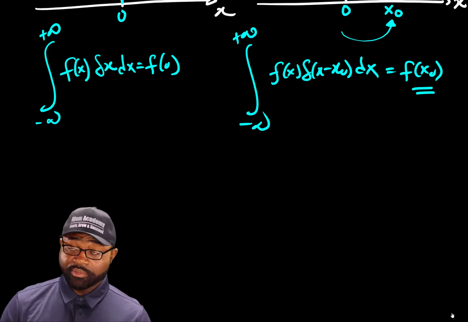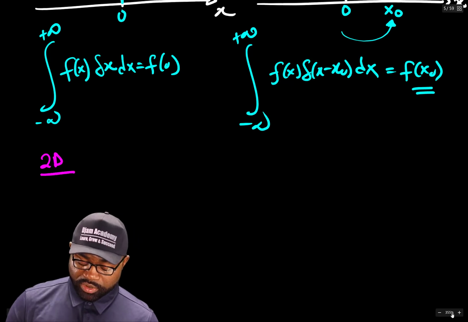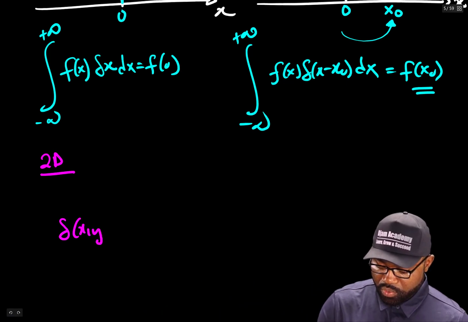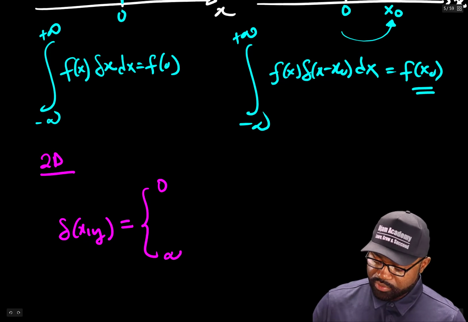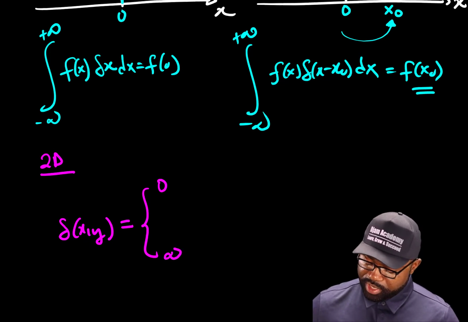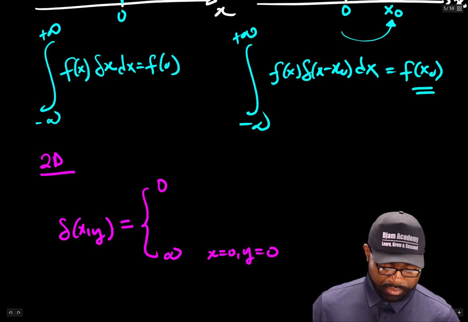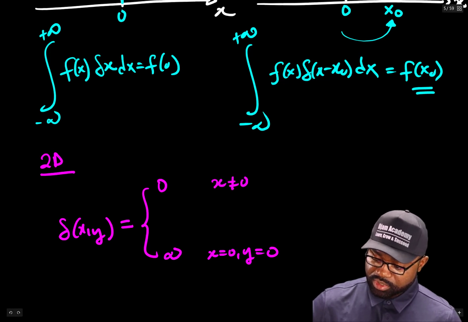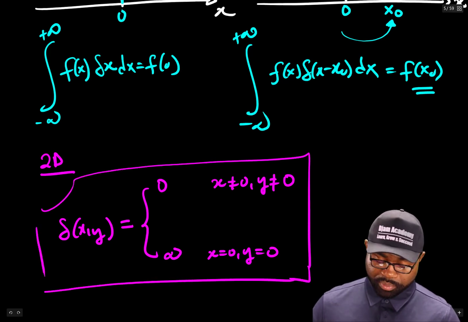Now, in a two-dimensional case, in 2D, the Dirac delta function essentially is defined as delta(x, y). This still is equal to 0 and infinity. This is equal to infinity at x equal to 0 and y equal to 0, and this is 0 at x not equal to 0 and y not equal to 0. This is the Dirac function, or the point impulse function, in 2 dimensions.